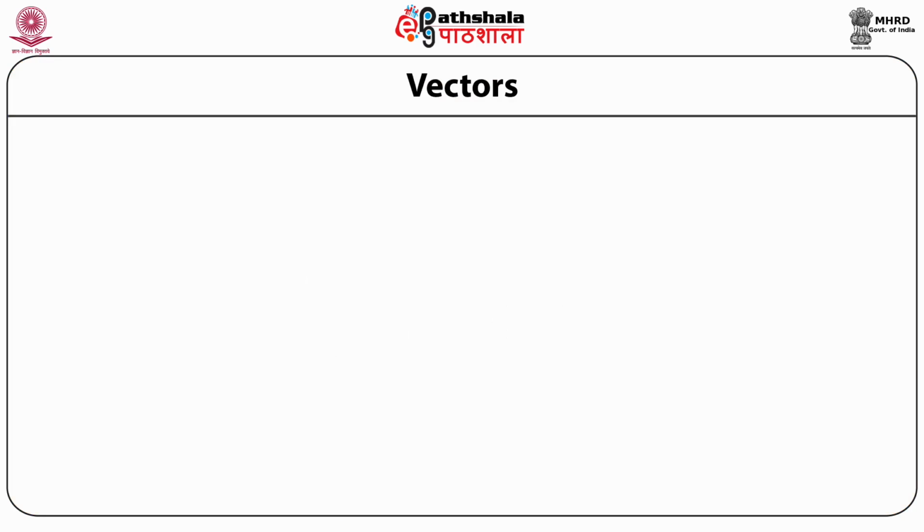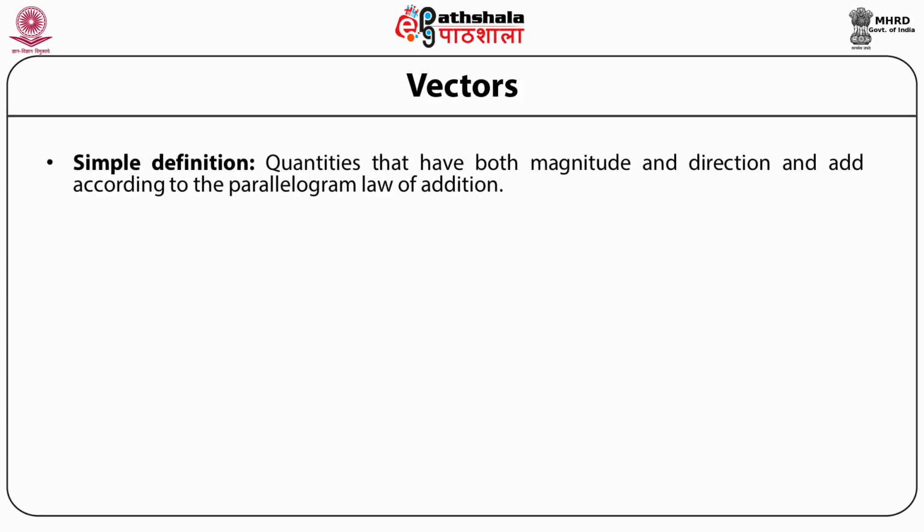Now let us look at the simple definition of vectors. As we know, vectors are those quantities which have both magnitude and direction, and if we take two vectors and add them, the addition follows the parallelogram law of addition. Examples of vector quantities are displacement, velocity, momentum, and force. There can be many other examples of vectors also.